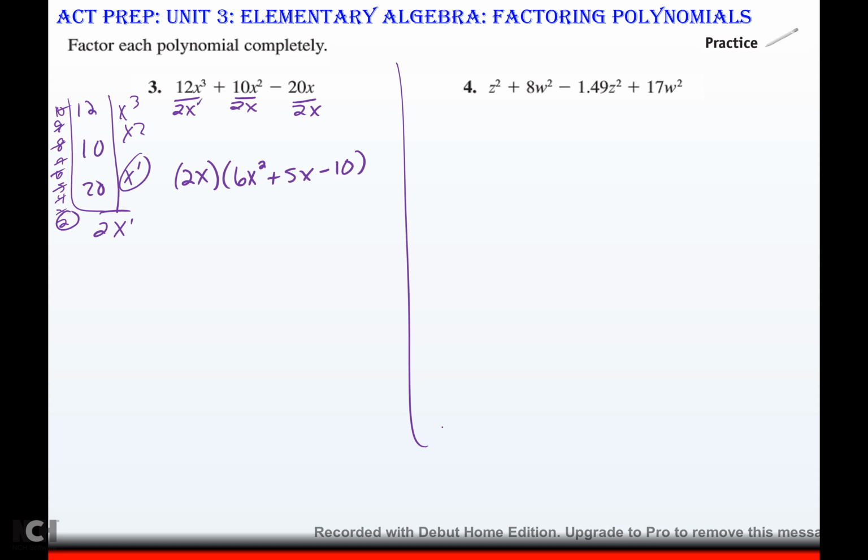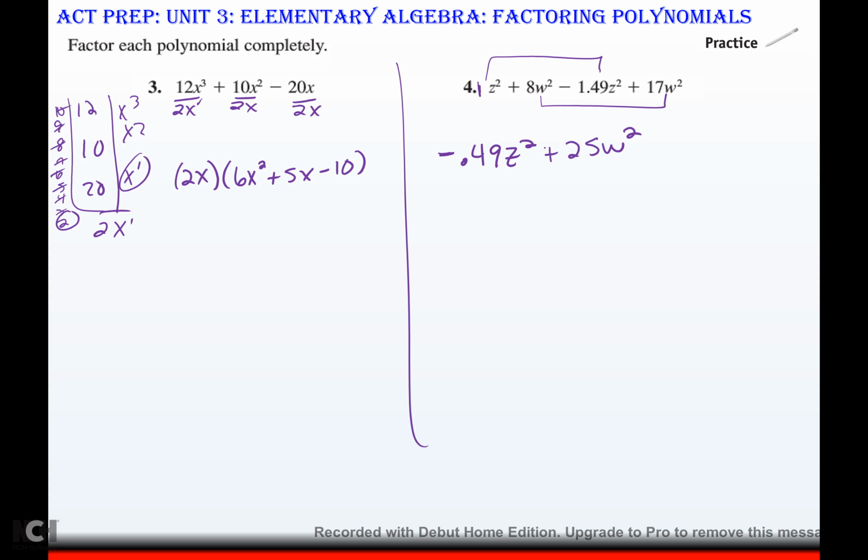For 4, I see 4 terms. So my instinct is to go 2 by 2, but then I noticed that I can combine, I have z squareds that match and I have w squareds that match. So I'm going to combine those. And 1 take away 1.49 would be a negative 0.49 z squared. 8 plus 17 would be positive 25 w squared.